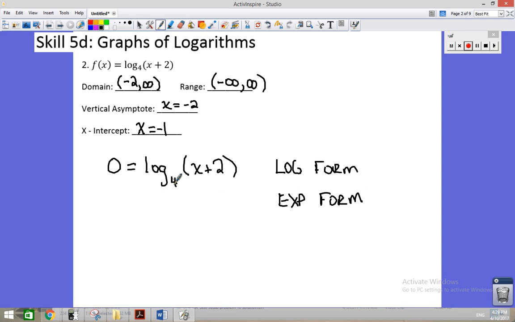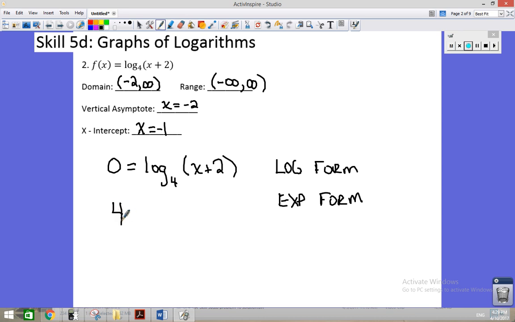So let's start with the base. The base for a logarithmic function is always this small number that's by the g there. If it's not there, then it's a common logarithm and a 10 is implied. And if instead of log, they write ln for a natural log, the base would be e. But for this problem, the base is 4.